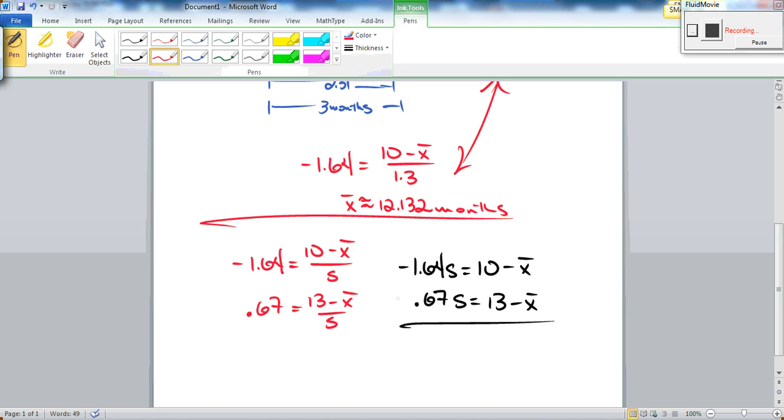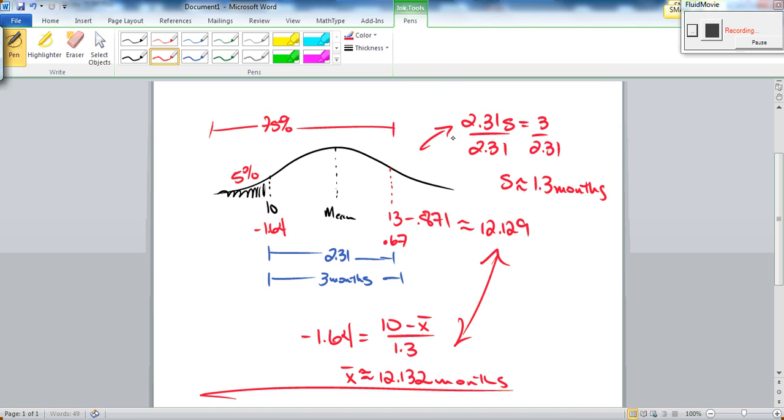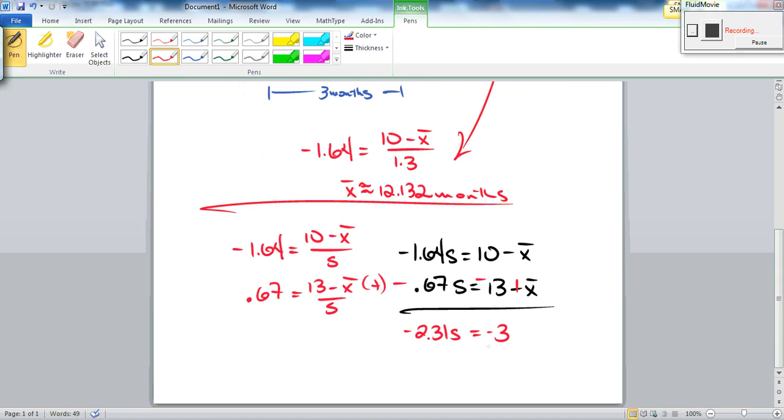Using elimination, I'm going to multiply through by a negative, so when I add these two equations, the mean variable cancels out. So when we add this, we end up with negative 2.31 standard deviations, as we did before, equals negative 3. And just as we did above, we take the negative 3 divided by negative 2.31, and we get a standard deviation of approximately 1.3 again. From there, you can plug that into either one of these, and you're going to get your mean to be approximately 12.132. And that's how you solve question 47.